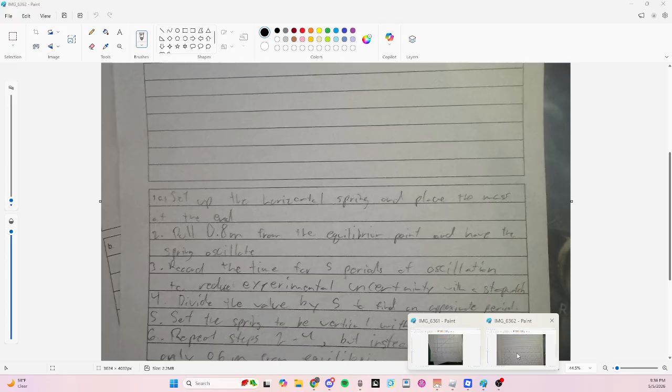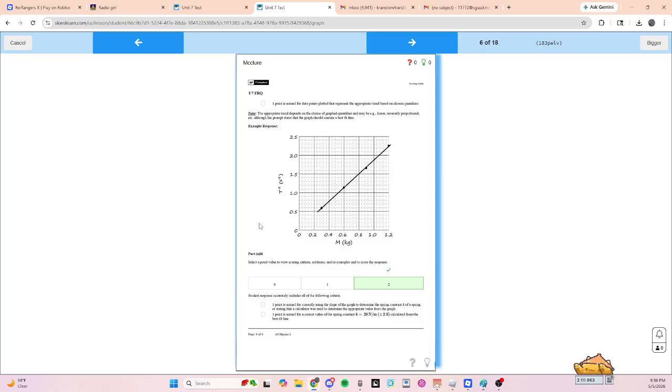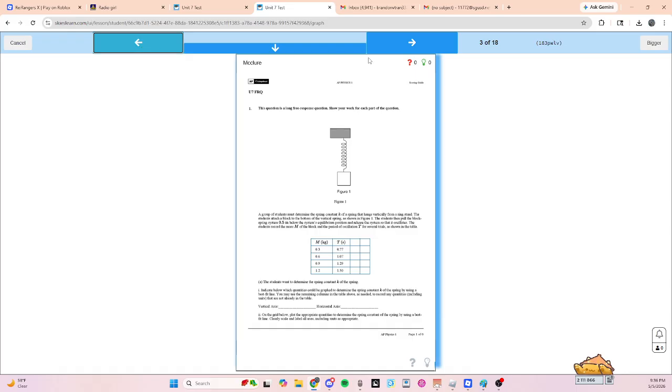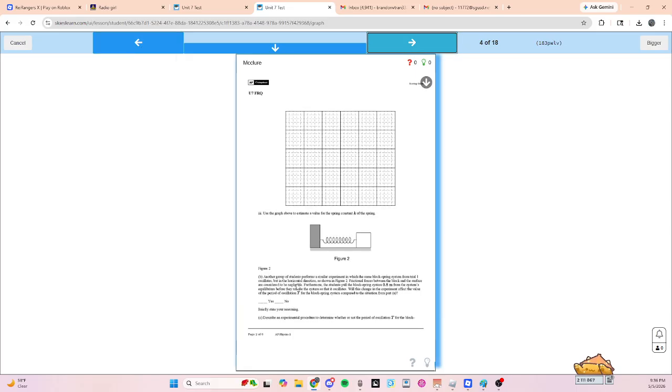And then part B. The question is: another group of students perform a similar experiment in which the same block spring system from trial 1 oscillates but in the horizontal direction. Frictional forces are negligible, and the students pull the system 0.8 meters from the system's equilibrium before the release, so it oscillates. Will this change in the experiment affect the value of the period of oscillation?